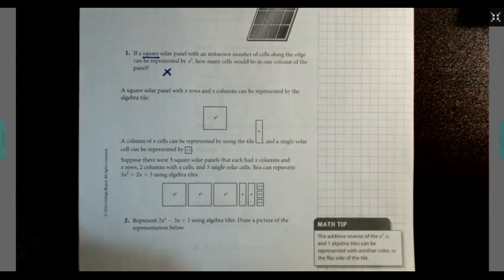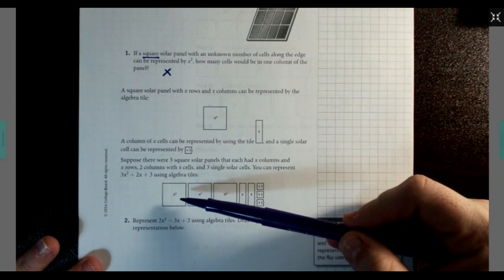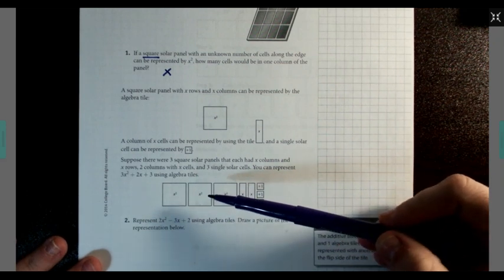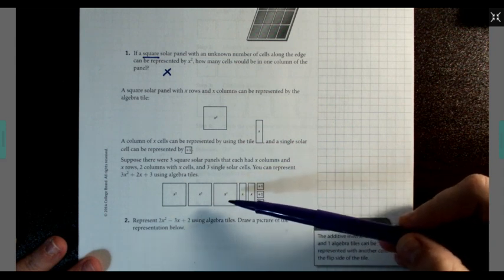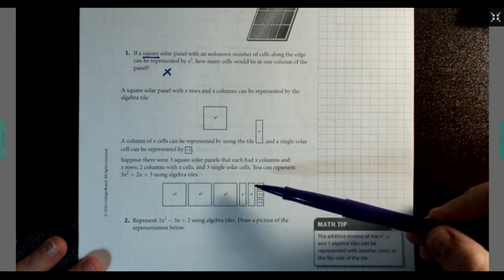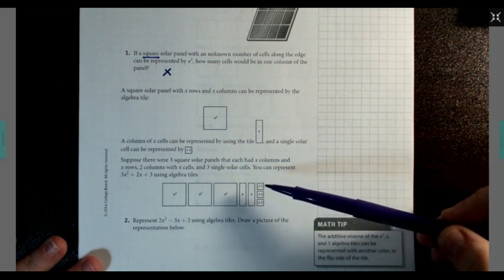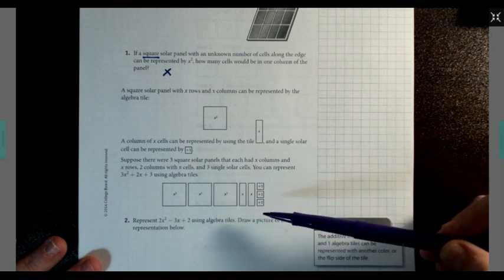Next, suppose there were 3 square solar panels that each had x columns and x rows, 2 columns with x cells, and 3 singular solar cells. You could represent 3x squared plus 2x plus 3 using algebra tiles that look as such. A big square that has x squared, a big square that has x squared, a big square that has x squared, 2 long rectangles that have x only, and 3 small squares that all say +1, +1, +1.